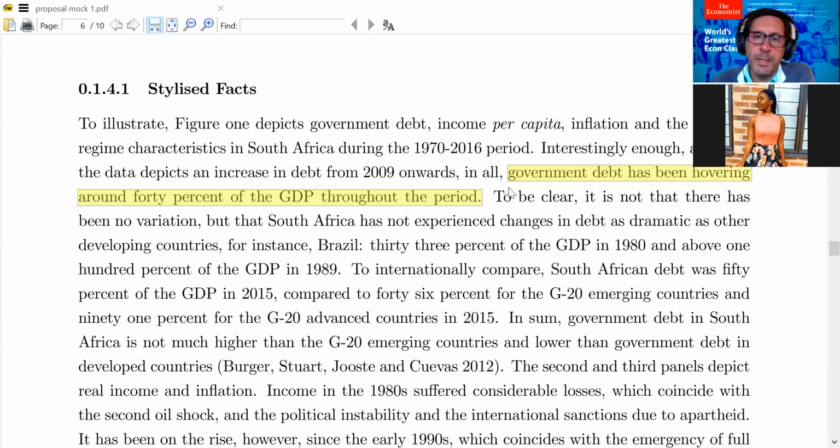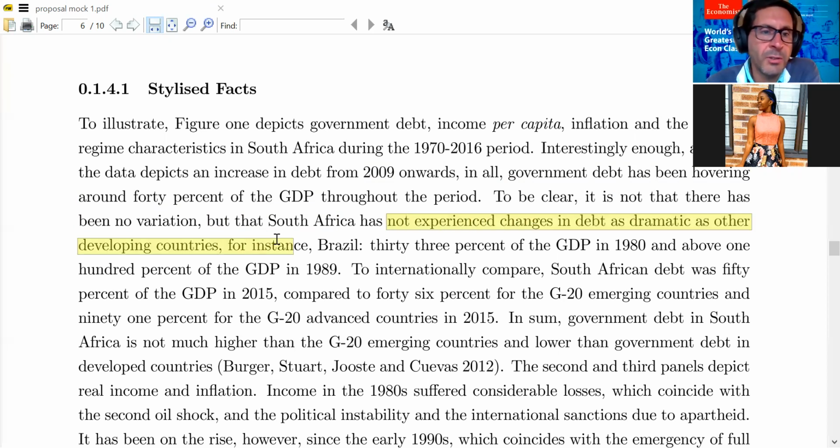Okay, to be clear, it's not that there has been no variation. There has been variation, right? So you need data sets with variation. But South Africa has not experienced changes in debt as dramatic as other developing countries, for instance, Brazil. That's important also in the way you write: if you are saying that South Africa has not experienced changes in debt as dramatic as other developing countries, then you have to tell me which developing country. I am telling you Brazil, right?